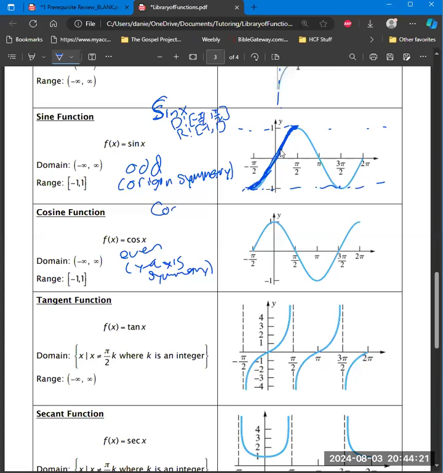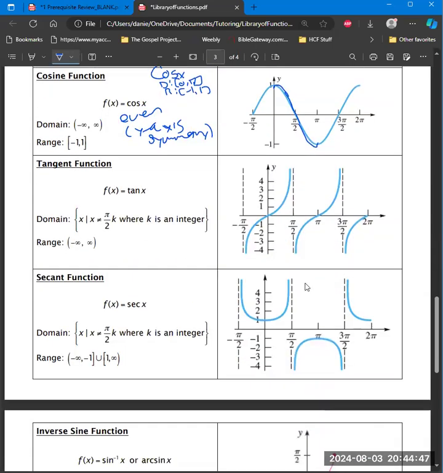Capital cosine of x will have a domain of 0 to pi, and we'll again have a range of -1 to 1. Again, these capital sine and capital cosine only matter to us when we're looking to find inverse functions later. So we'll pick that up in just a second.